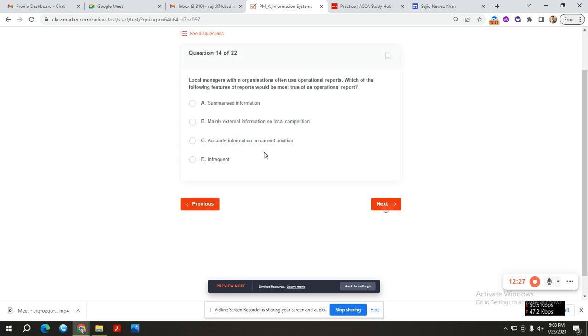আচ্ছা, question number 14. Local managers within organization often use operational reports. Which of the following features of reports will be most operational reported feature কোনটা? Summarized? No. Operational level মানে কোনটা? If you guys remember, operational level usually ট্রানজাকশন প্রসেসিং সিস্টেম ব্যবহার করে, যেটার মেইন কাজ হলো গিয়ে তারা সবকিছু রেকর্ড করে, সামারি করা এটা ওদের কাজ না, so this shouldn't be the answer.